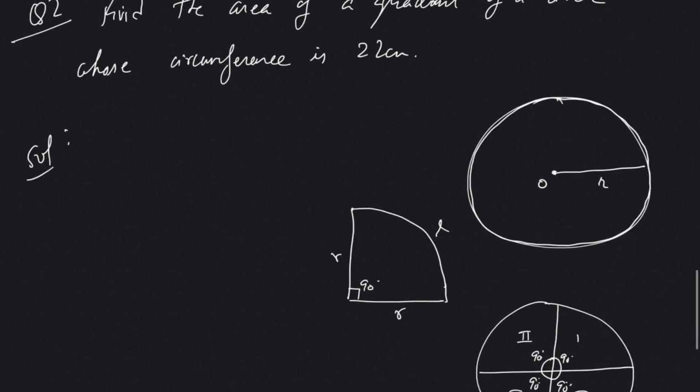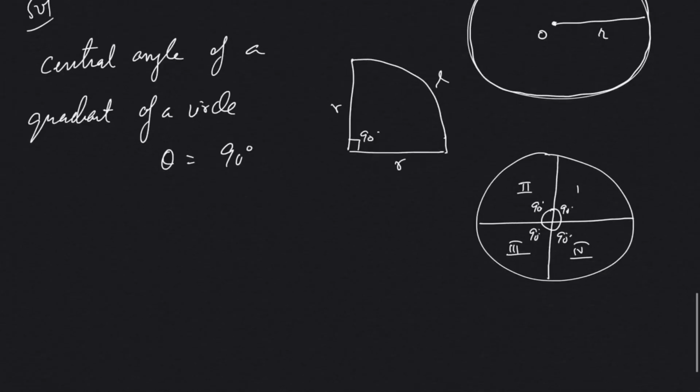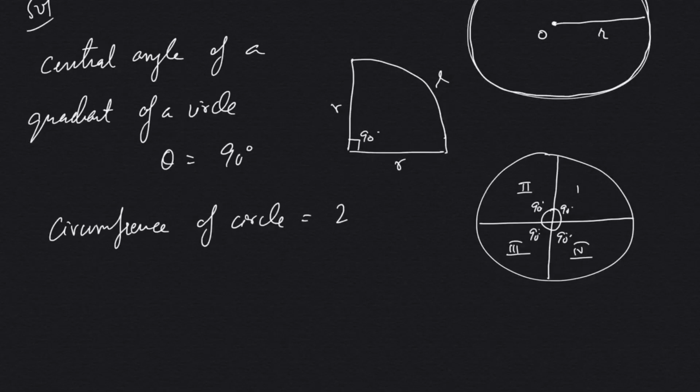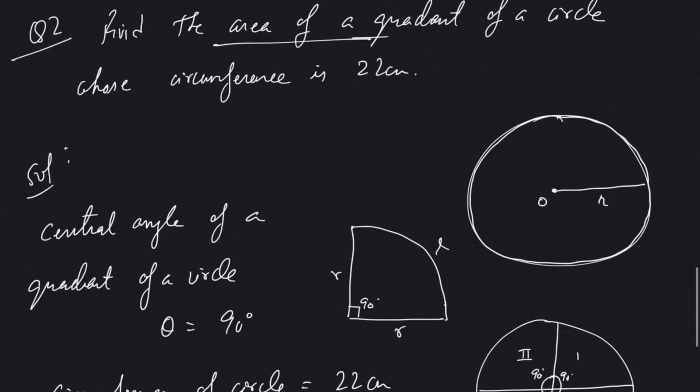Now the central angle of a quadrant of a circle, theta, is always 90 degrees. Then given, the circumference of the circle is 22 centimeter. Now we are told to find the area of the quadrant.